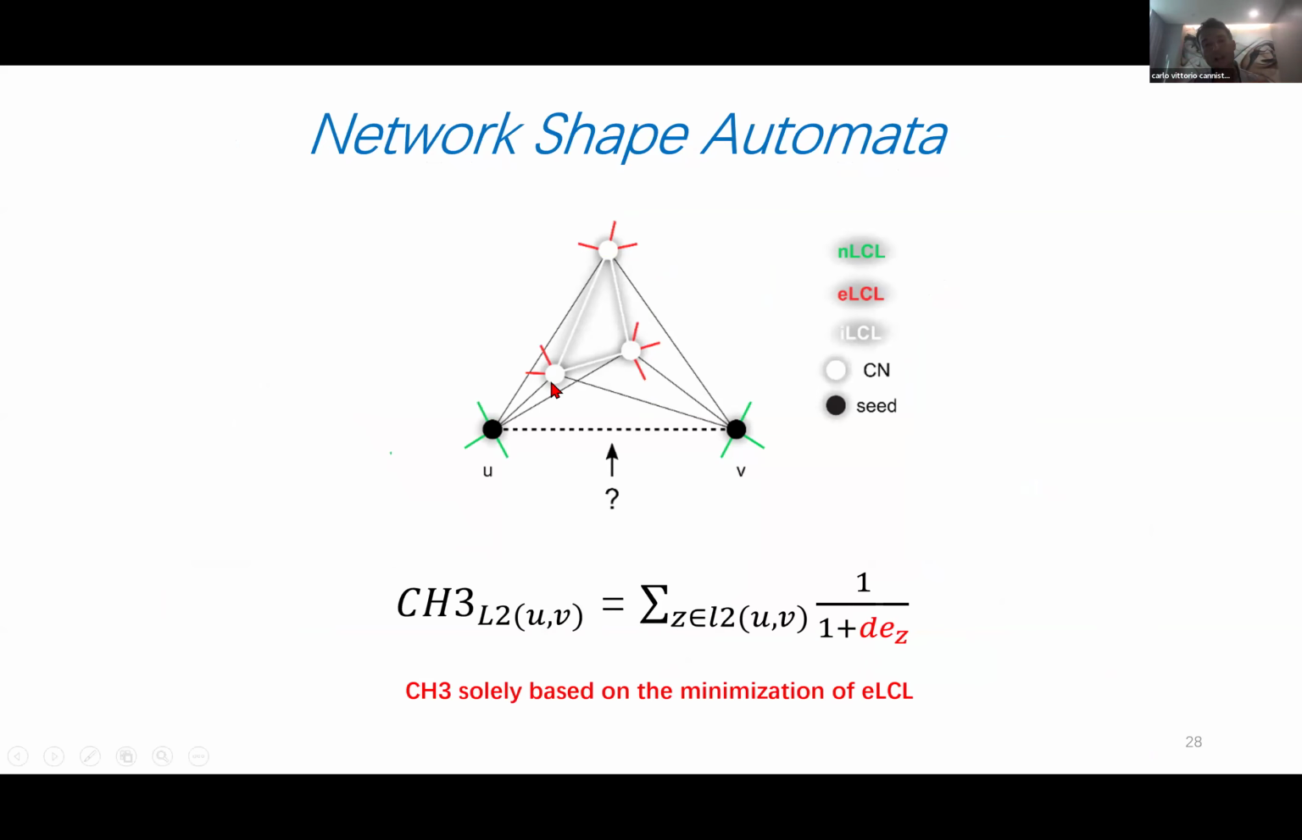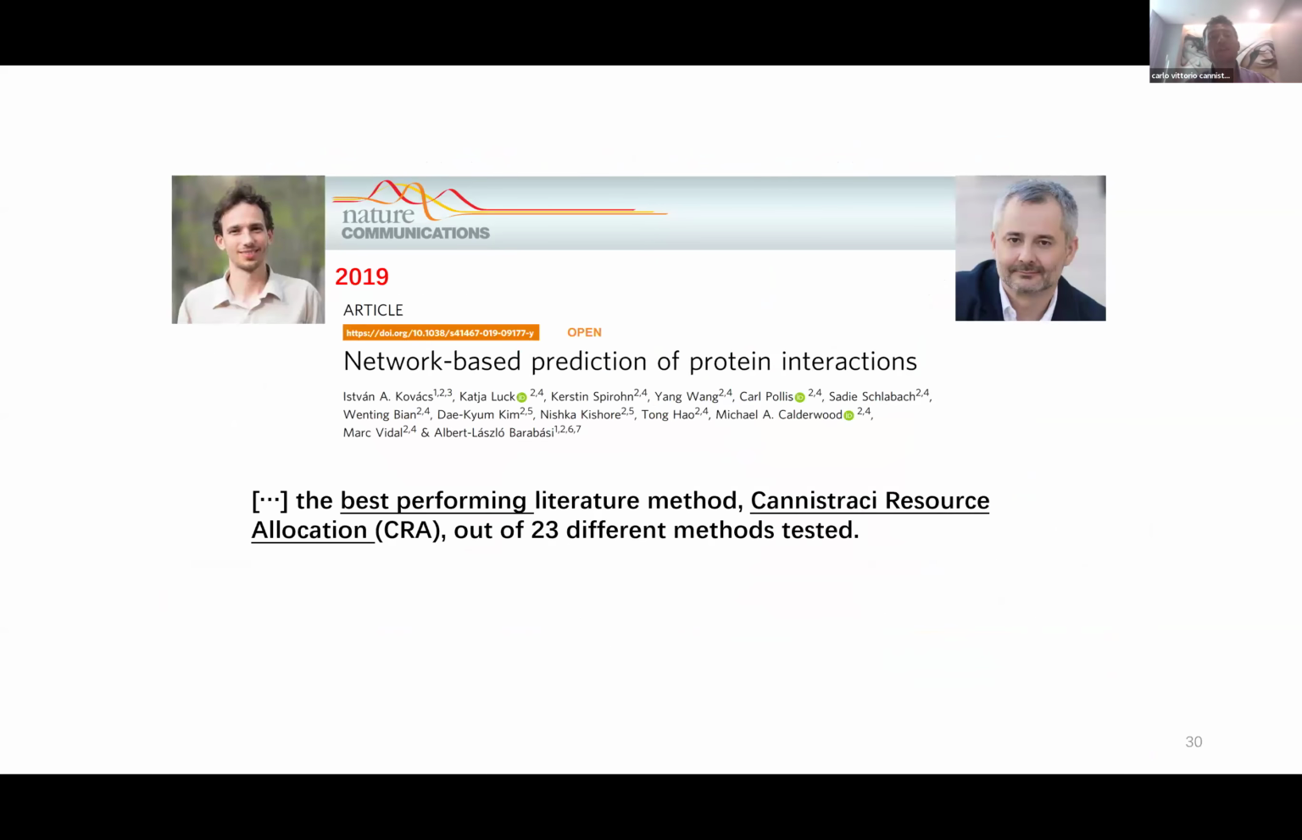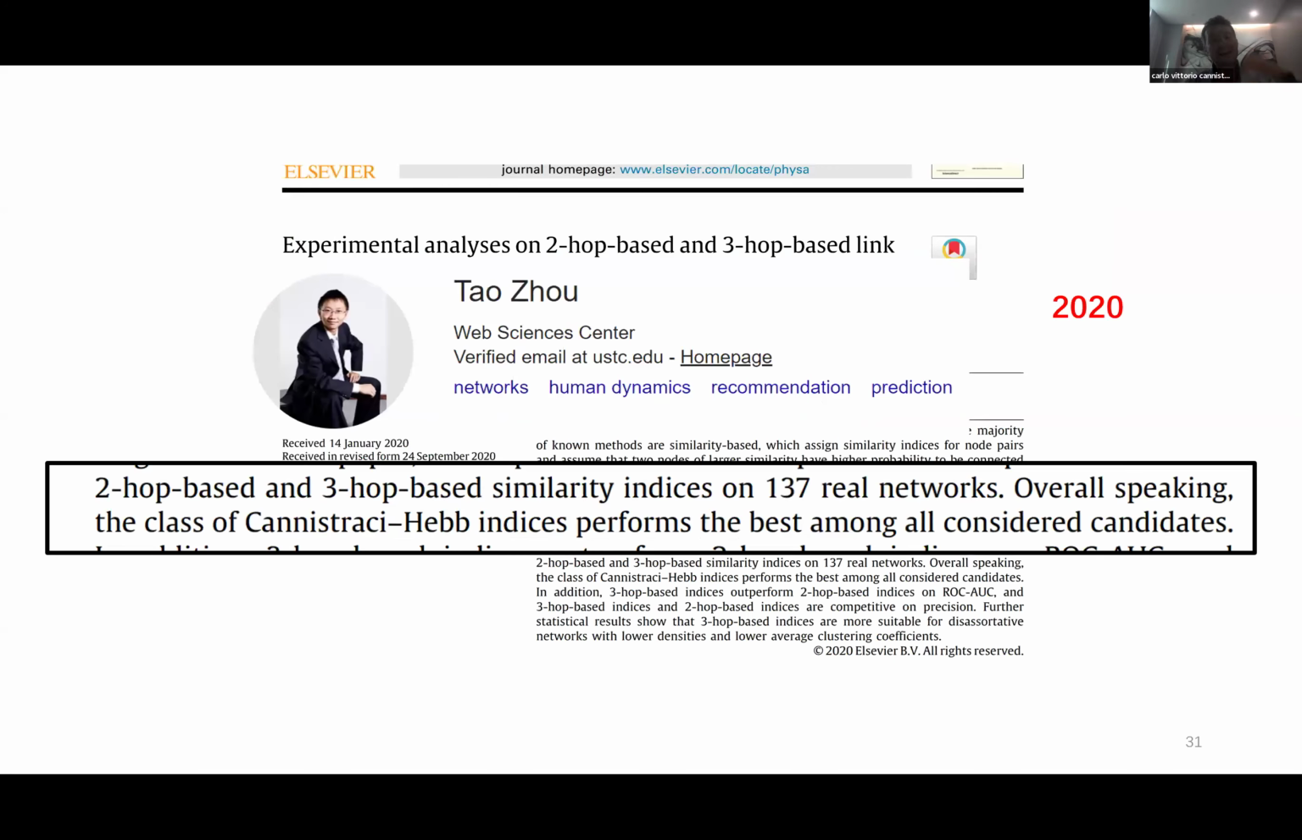It says that you need to count your common neighbors by penalizing for your external links, because this ensures you have an energy barrier and the emergence of a local community, the force of a function, and a connectivity between the members of the party. Then Barabási, in 2019, in Network-Based Prediction of Protein Interactions, wrote that the best performing literature method was Cannistraci resource allocation out of 23 different methods. This was one of the methods I created at the beginning. Then I invented the edge theory that is more elegant and more finalized and formalized in the right way.